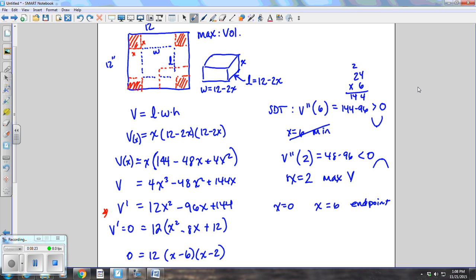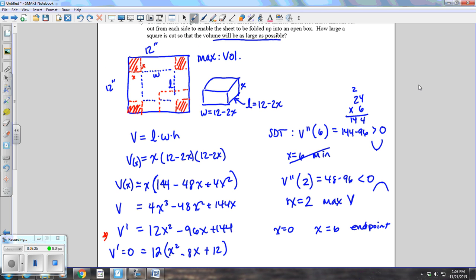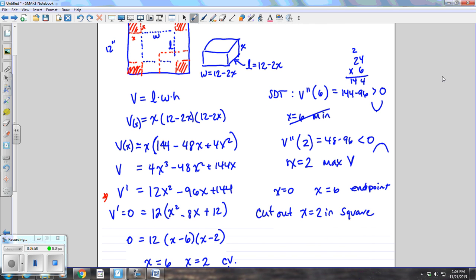So we've done our analysis, and now we just need to answer the question. So let's scroll back up. How large of a square is cut out so that the volume will be as large as possible? That means we don't care about the volume. If this was rephrased and said, what is the maximum volume, we'd actually have to plug our critical value of 2 back into V to get the volume as well as the dimensions of the square. But if we cut out x equals 2 inches as a square from each corner, we would have a maximum volume.